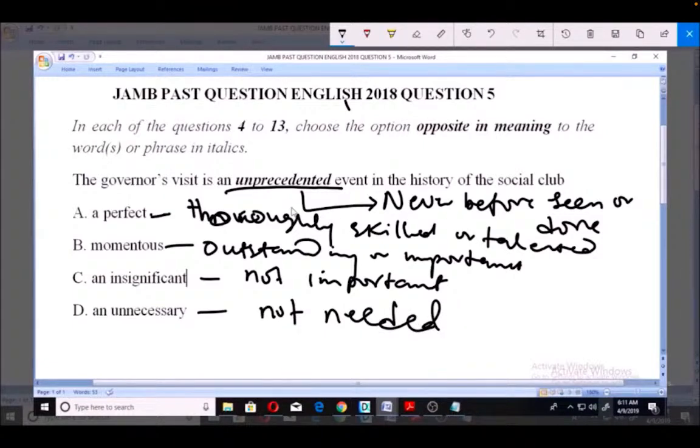So you can now see that the one opposite in meaning to unprecedented is not something that is so important, so big, something that has not been seen before. So it can be likened to something that is outstanding. So two of them have the same meaning. It can also be likened to something that is momentous.